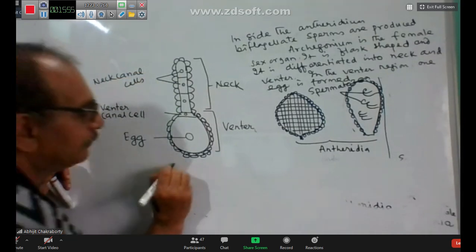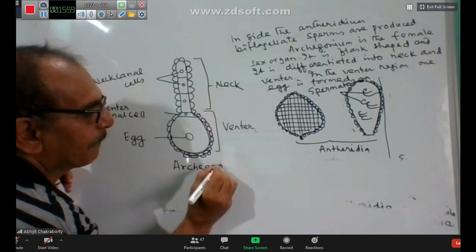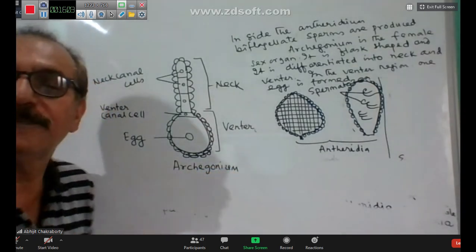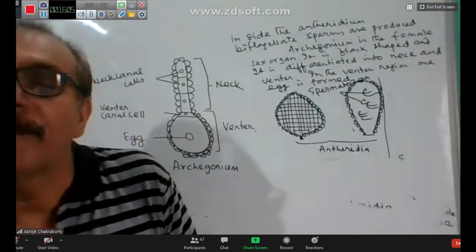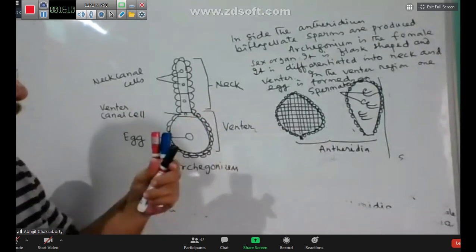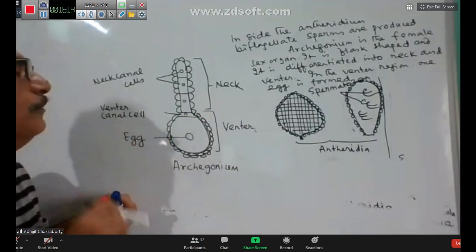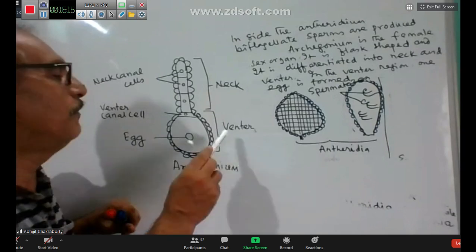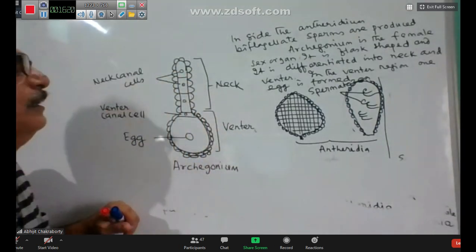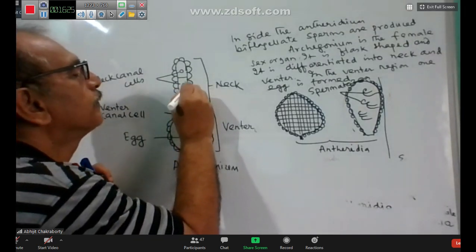So this is the archegonium, the female sex organ. Is it clear up to this? Inside the antheridium, you will get the biflagellate gametes. Archegonium consists of two parts. One is the venter, the swollen lower part, and the neck, the tubular part. Here you will get some cells.